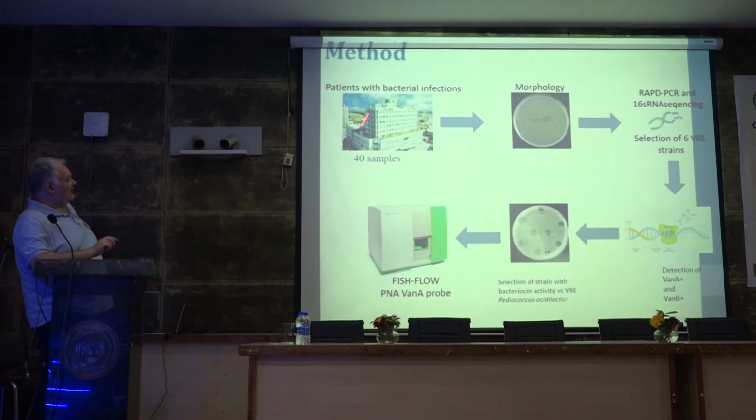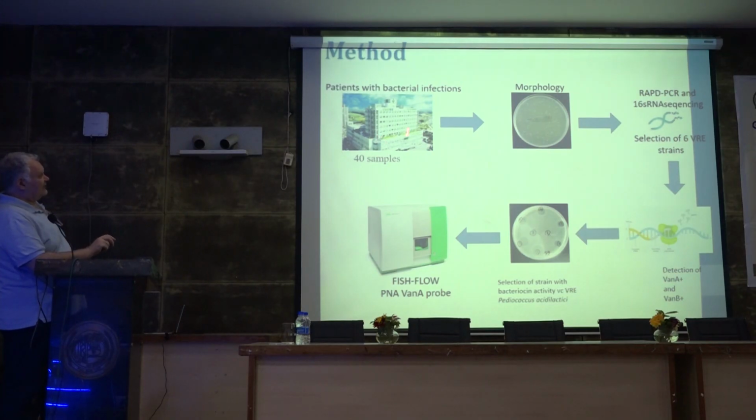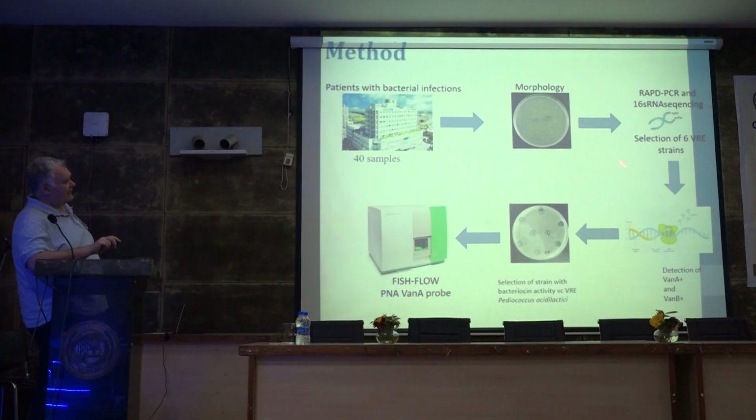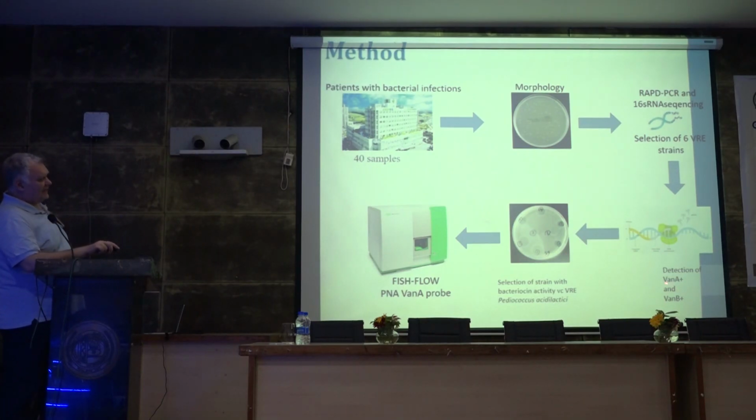In this work, we wanted to validate our idea because we had made it in pure culture. So we took different samples from patients with bacterial infections. Here we do the classical microbiology to see what we have and what we don't have. Then we performed the analysis, and we selected appropriate vancomycin resistant strains. We isolated the strains that are purely vancomycin resistant, because we wanted to detect vanA and vanB genes. By plate, we know that our bacteriocin is working against this vancomycin resistance.